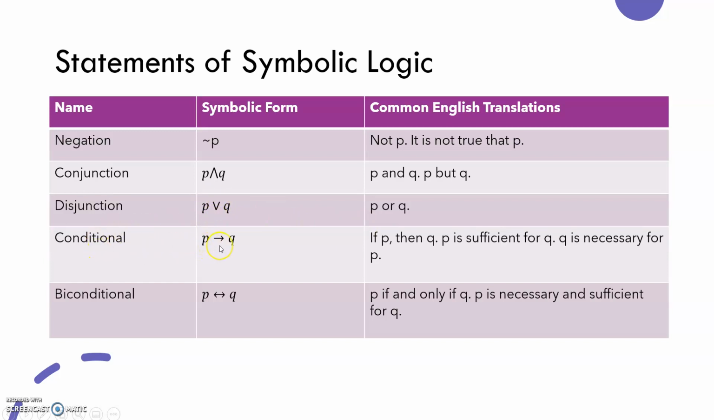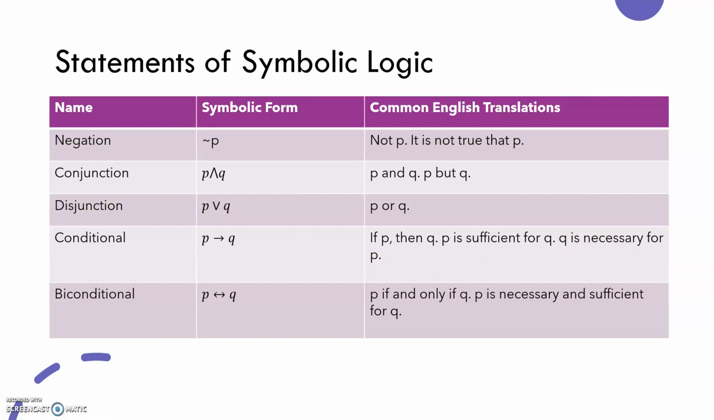The conditional statement is the if-then statement, and we use the one directional arrow to represent if-then. This reads, if P then Q. You can also translate P is sufficient for Q to mean the same thing, or you can also translate Q is necessary for P to represent the same thing.